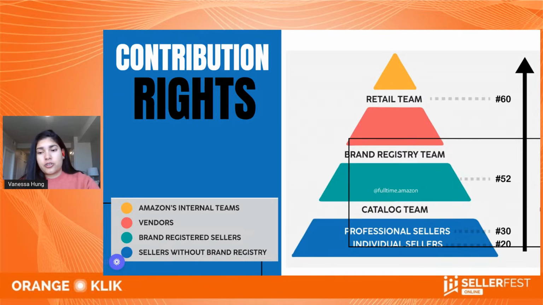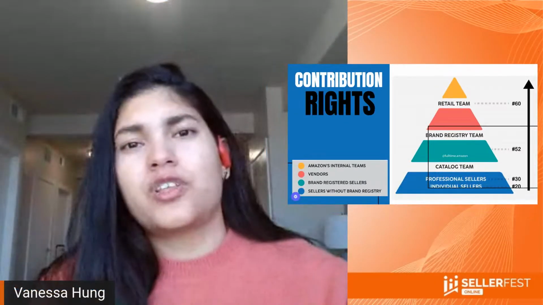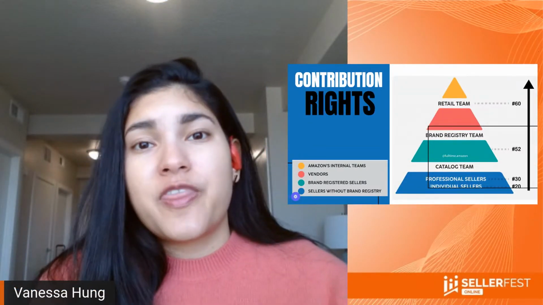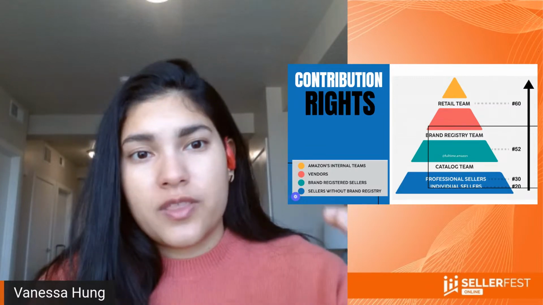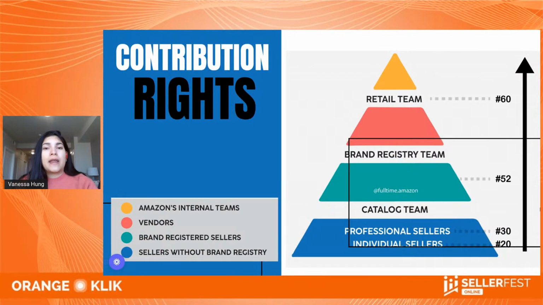In the green section, you can see the number 52. 52 is for the brand registered sellers, okay? Once you have brand registry, that gives you a certain protection from all the sellers and teams internally on Amazon that are below you. For example, the catalog team, which is probably the team that you talk to, the first line of support when you open a case with Amazon, they don't have the authority within the contribution rights pyramid to override your contributions or any other contributions.